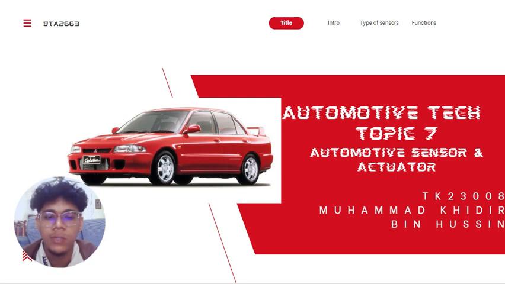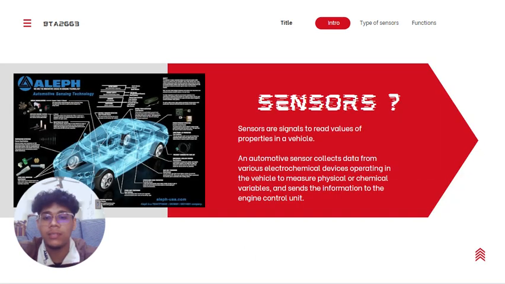With the matrix number TK23008, we present to you Topic 7 of Automotive Technology, which is automotive sensors and actuators. In modern automobiles, sensors and actuators play crucial roles in monitoring and controlling various aspects of the vehicle operations. Sensors use signals to read values of properties in the vehicle. An automotive sensor collects data from various electrochemical devices operating in the vehicle to measure physical or chemical variables and sends it to the ECU, or what we call the Engine Control Unit.